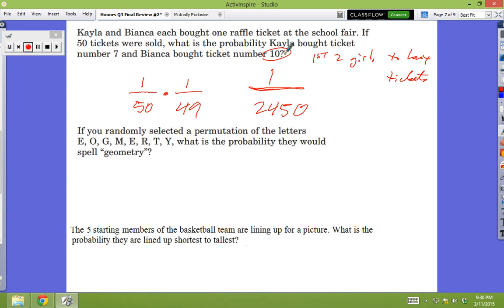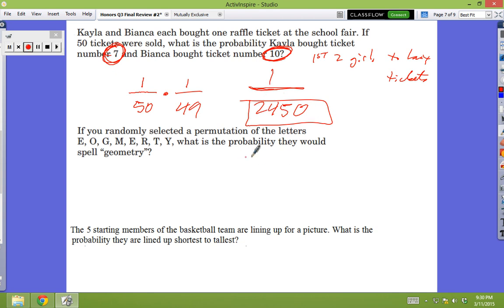If I am only concerned about these 2 girls right here, the order of them drawing doesn't matter, whether they're first or last. There are 2,450 different permutations to choose from for these 2 girls. Choosing the numbers 1 through 50, there's 2,450 options that these girls can get tickets.